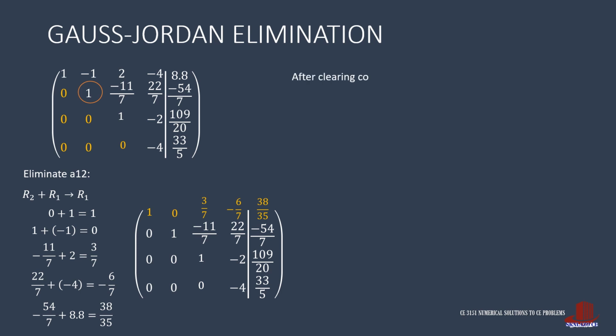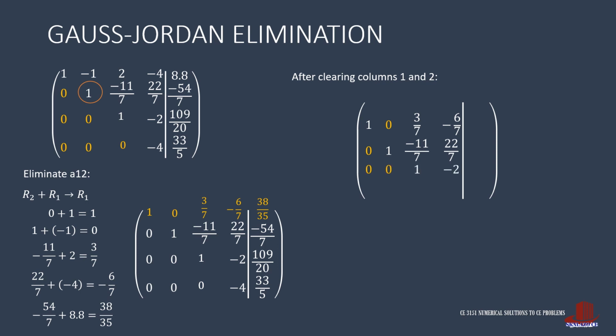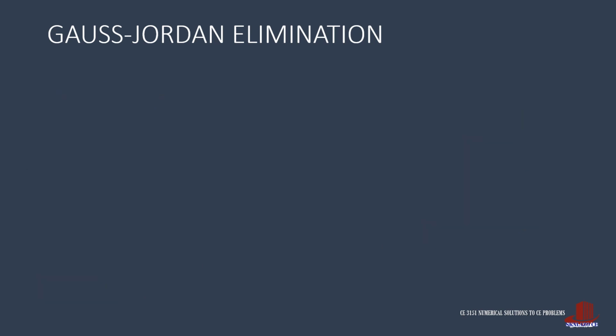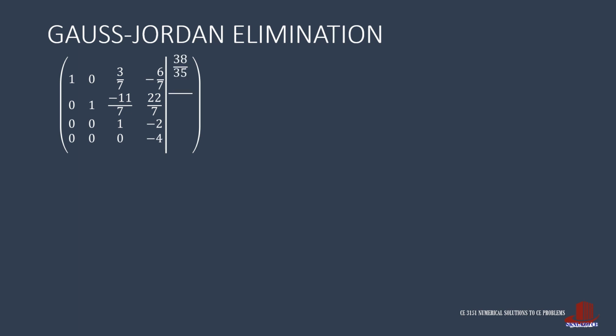So after clearing columns 1 and 2, this is the transformed matrix, where we are going to use row 3 as the pivot row to clear out column 3. That is for elements 2, 3 and 1, 3. So with the matrix, we work on the third column using row 3 as pivot row.